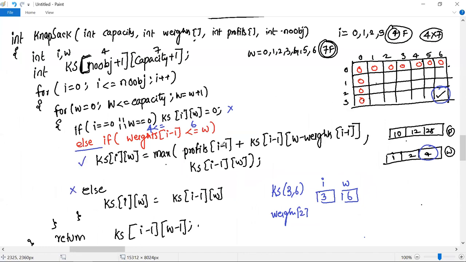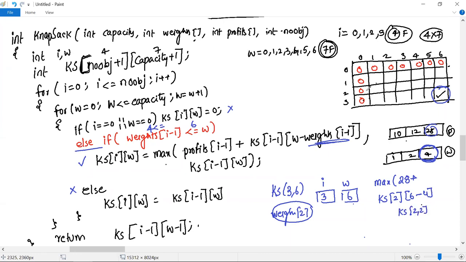Now I'm talking about this code. Max of what it is telling? Profits of 2, because I value is 2. Profits of 2 is how much? 28. Plus what I need to do? Ks of 2. What is the current weight? 6 minus, now I need to reduce 4. This 4 is present in what? Weights of 2, right? That is the reason weights of 2. Weights of 2 is already 4. 6 minus 4 is how much? 2. Means Ks of 2, 2.